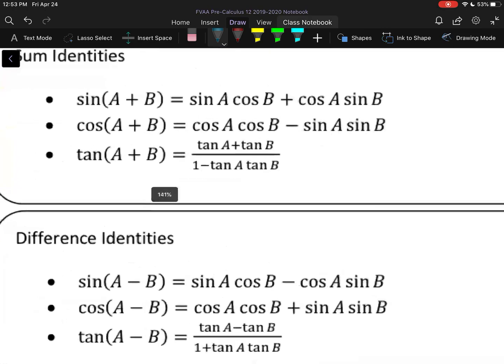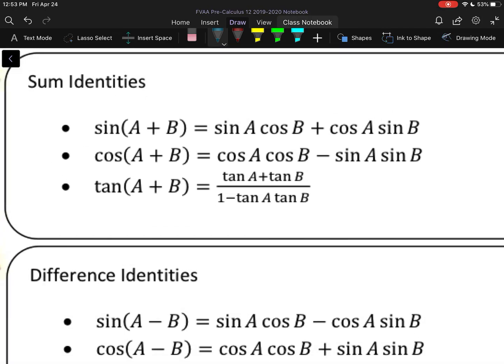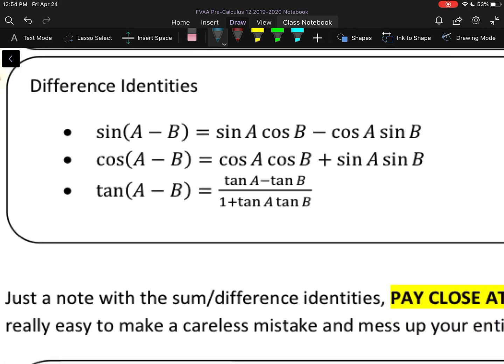So the first ones are the sum identities. Here, sine(A plus B) is equal to sine A cos B plus cos A sine B. Cos(A plus B) is cos A cos B minus sine A sine B. And then tan(A plus B) is (tan A plus tan B) over (1 minus tan A tan B). Some of these are a little bit funky, a little bit different looking, but we're going to be finding these in the trig identities you'll be asked to prove. And so these will be valuable tools.